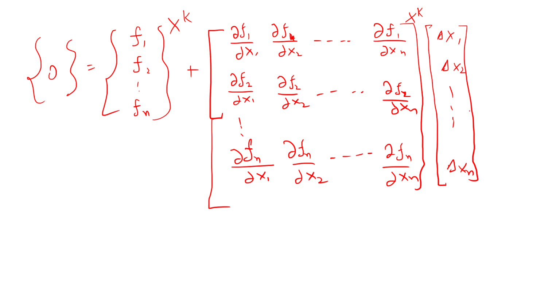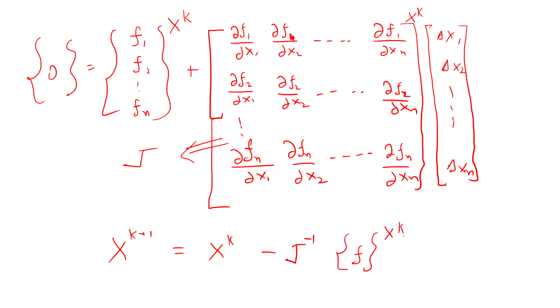Okay, so this will give me that the x vector at k plus 1 is nothing but the x vector at k minus the Jacobian inverse. So this is my Jacobian matrix. This I call the Jacobian matrix. This is defined as the Jacobian matrix. Then the Jacobian matrix inverse, and then we will have the function value at xk. This is also at xk.